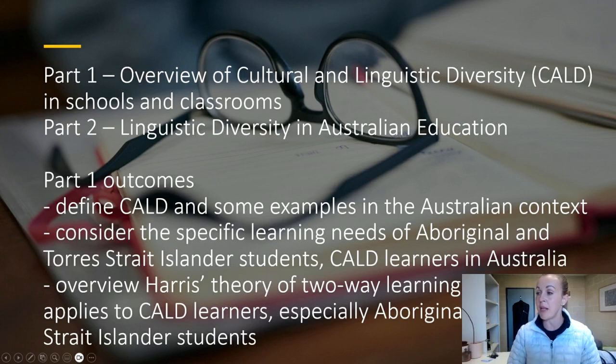But I'm going to start us off by looking at an overview of cultural and linguistic diversity, CALD, and what that means for our schools and classrooms when we're catering for students from a variety of different cultures and language backgrounds. So I'll start by defining CALD, and I'll give some examples of what it is, why it's relevant, particularly in our Australian context here. We'll look at the specific learning needs of Aboriginal and Torres Strait Islander students here in Australia who are CALD learners. And I'm going to focus on Harris's theory this week from two-way learning and how it applies to CALD learners, particularly Aboriginal and Torres Strait Islander students, which is what he was writing about.